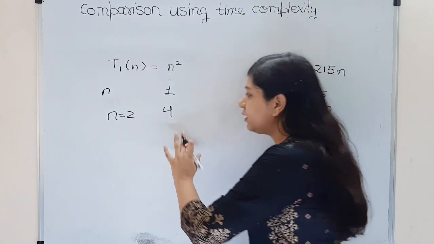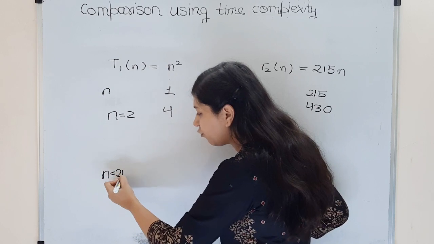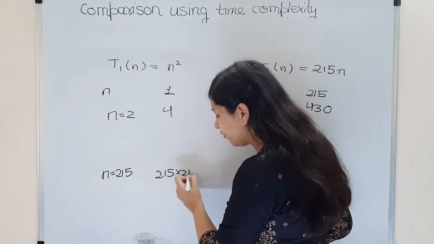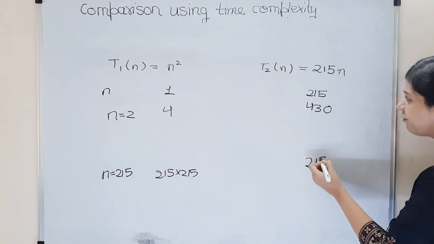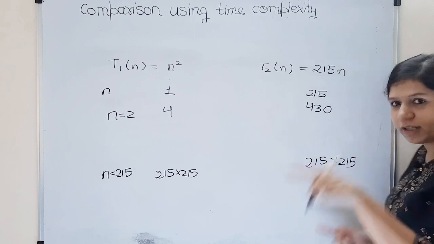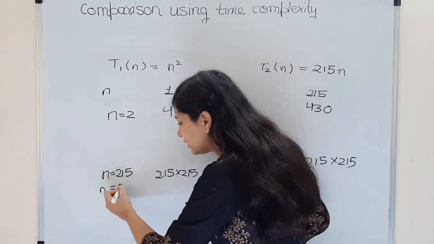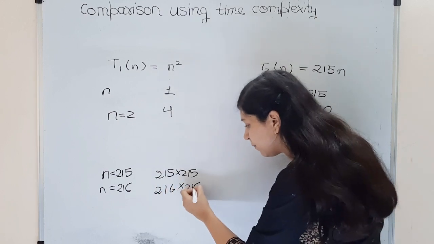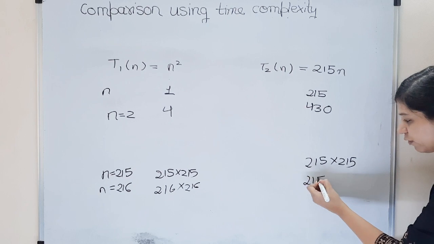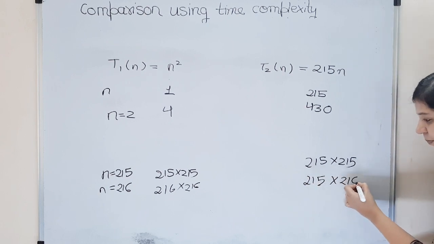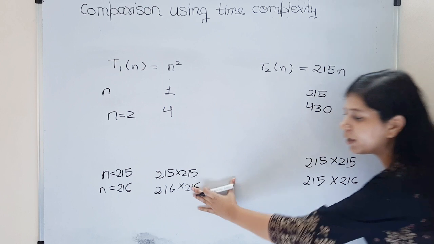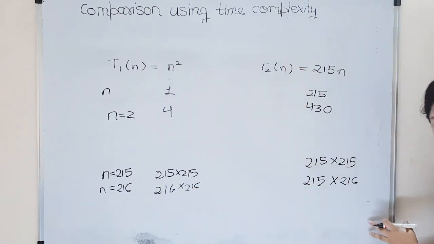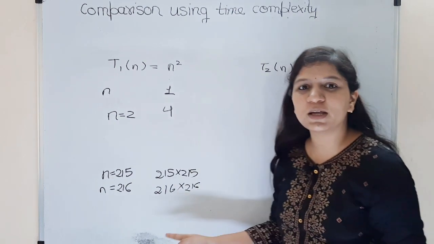This is going to happen till n is 215. For 215, it would be 215 into 215, and here it will also be 215 into 215. But after this, when n becomes 216, it is going to give you 216 into 216, and here it is going to give 215 into 216. So this is better as compared to this. So after 215, this is going to perform better. But before that, this is performing better.